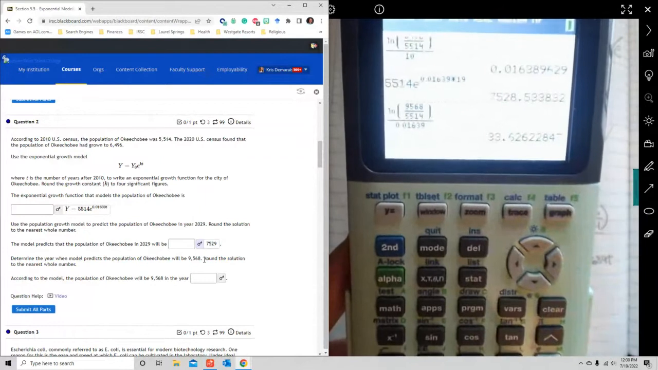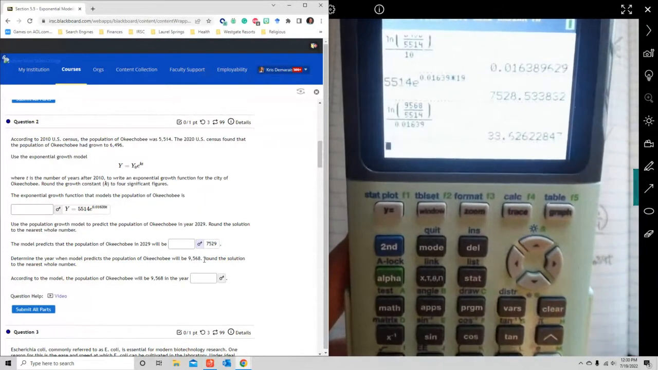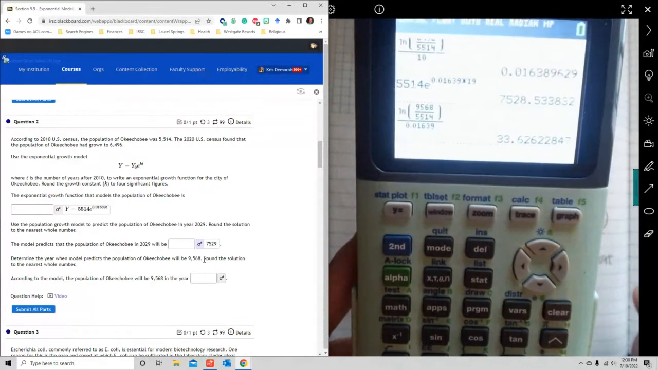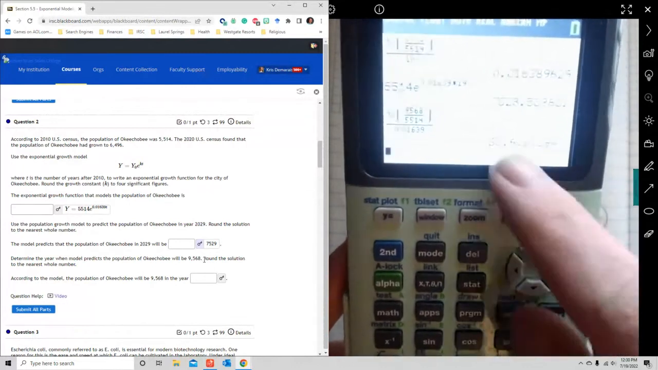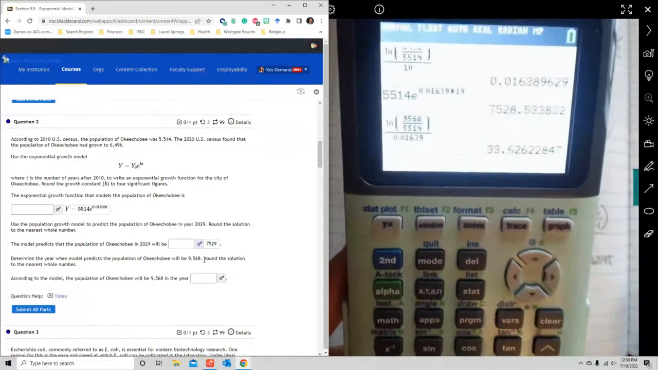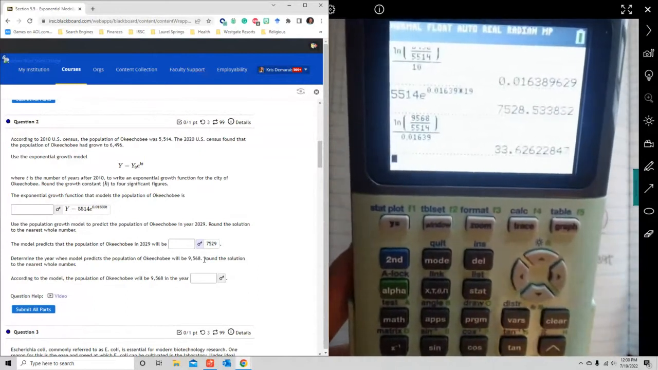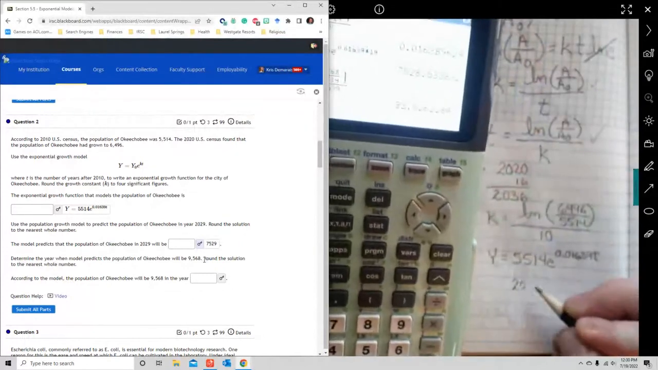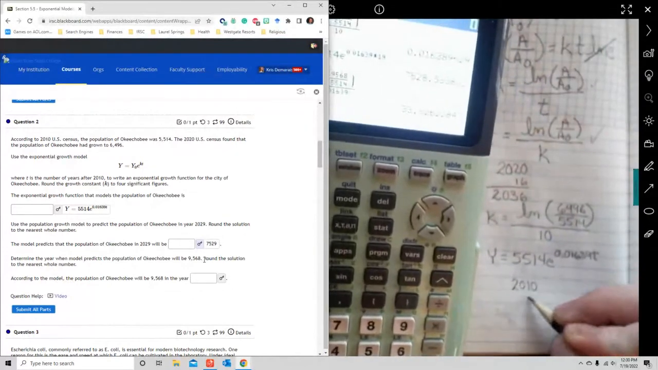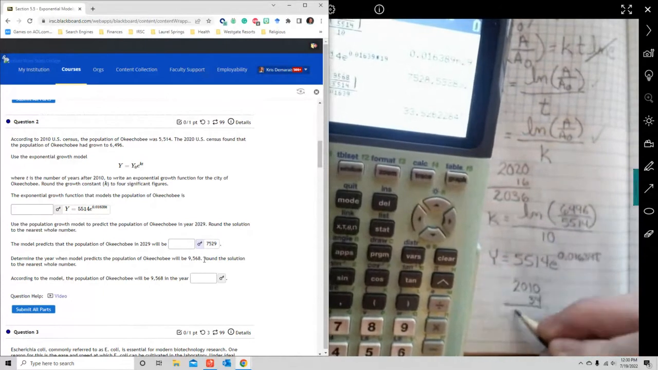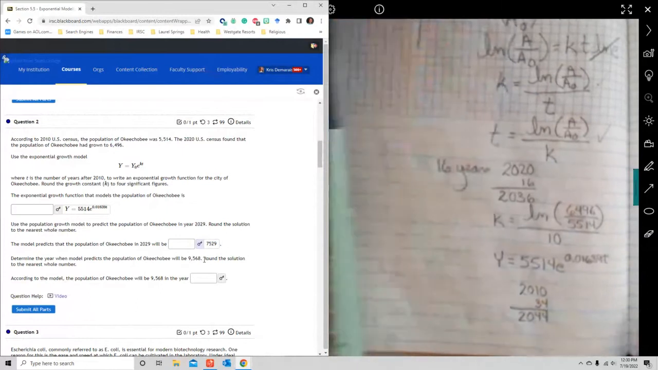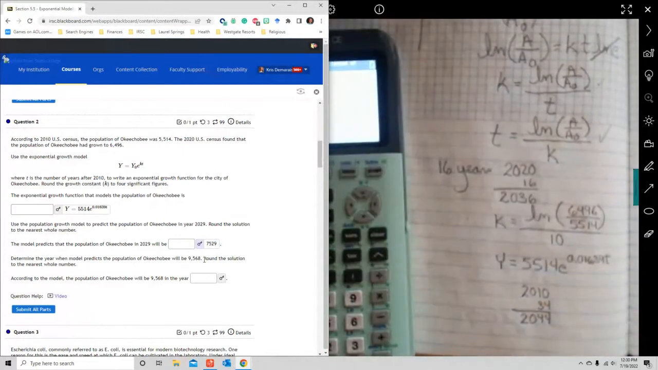Now that means it's going to be 33 years. And what do they want? The nearest whole year, right? Round the solution to the nearest whole number. So we're looking at 34 years from 2010. If you can't do that mentally, that's pretty simple. But anyway, 34, and then we just do that, so we have 2044. 2044 is when that's going to happen.